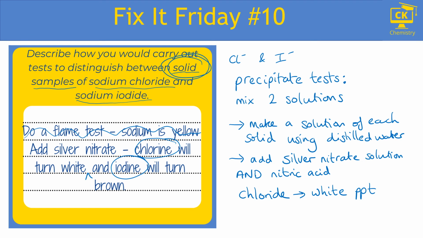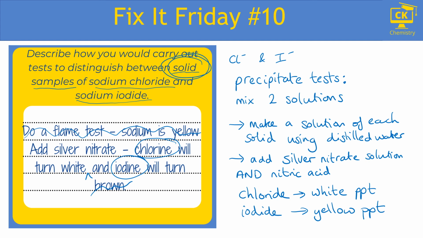Iodine, well, if we did have iodine, it would turn brown, but we don't have iodine, we have iodide, so that's not brown, that's yellow. So iodide is a yellow precipitate.